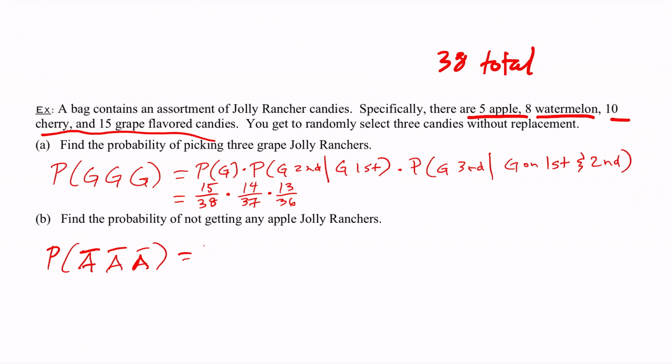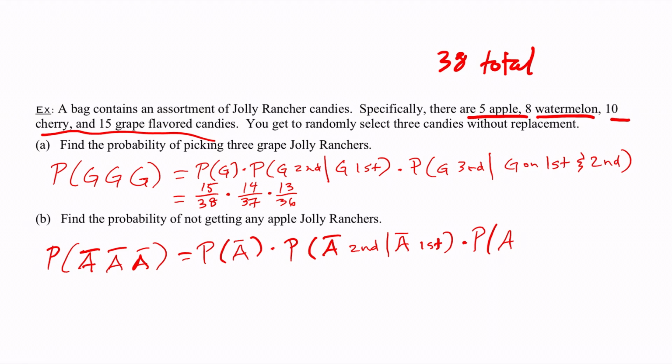So it'll be the probability of not getting an apple on the first one times the probability of not getting an apple on the second one, given that we didn't get apple on the first one, and then times the probability that we don't get apple on the third one, given that we didn't get apple on the first and the second one.